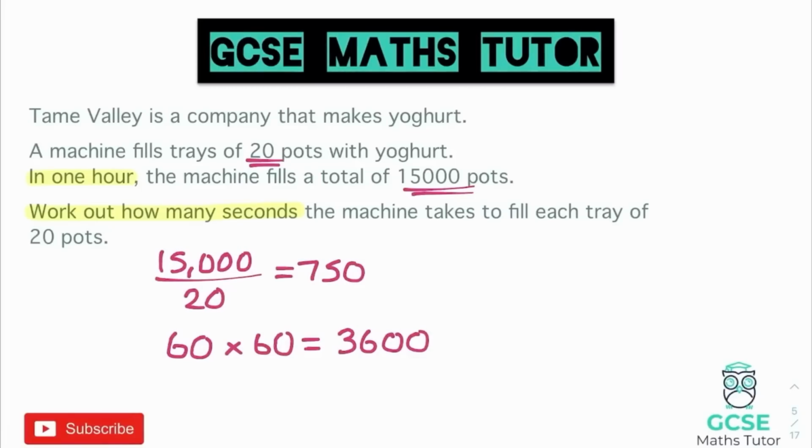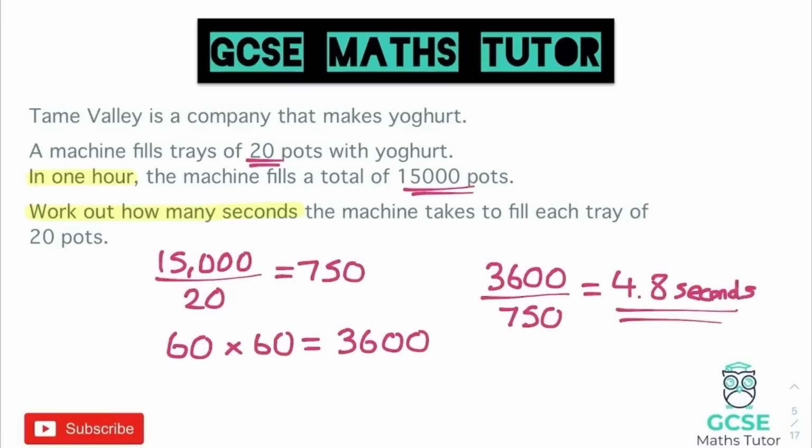So to work out how long it's going to take to fill up one of those, we'll do 3,600, the total amount of seconds, and we'll divide that by the 750 times, and it gives us here 4.8 seconds. And that's how long it's going to take to fill up each tray of 20. And that'll be our final answer there, and that is just being very careful with your time conversions and getting that 1 hour written in seconds.